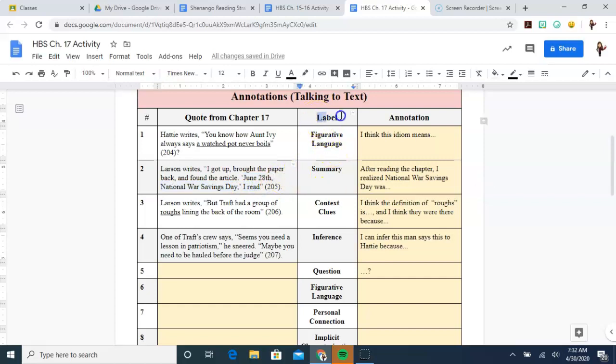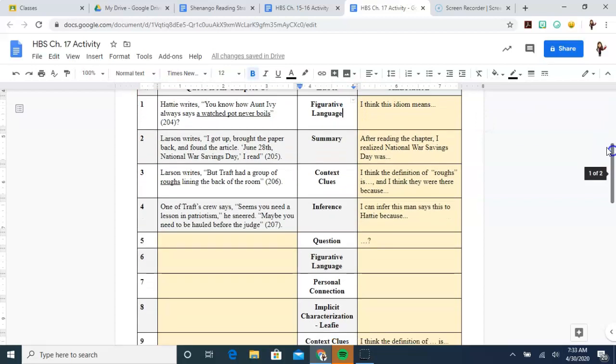Okay, label. I have put in all the labels for you. These are the things that I would like you to focus on. So I'm going to go through what each of these means here in just a second. And then the annotation is your thoughts. What are you thinking? And it should relate to this label in the center. So let's go through a few of these. I'm not going to go through all of them, but I'll give you an idea on a few.